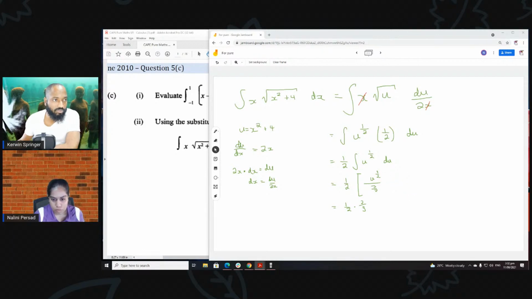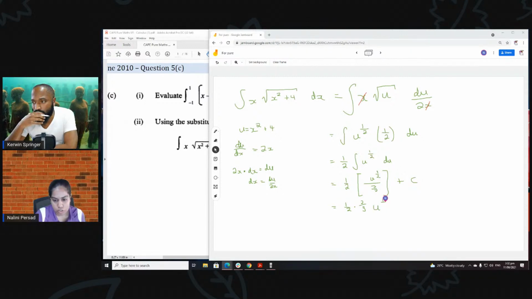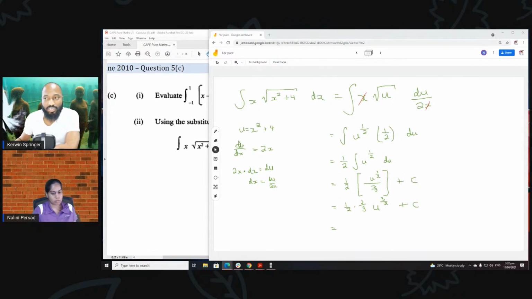So you can see clearly that a half divided by 3 over 2 is the same thing as a half multiplied by 2/3 u to the power of 3 over 2 plus the integration constant plus c.